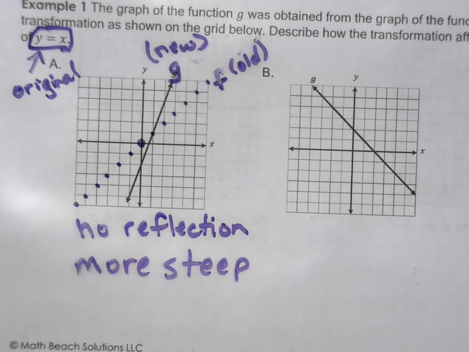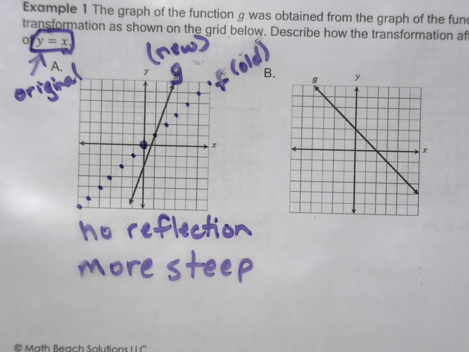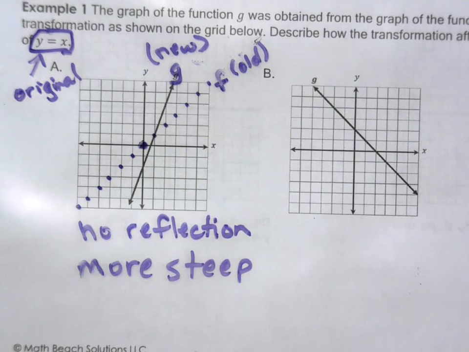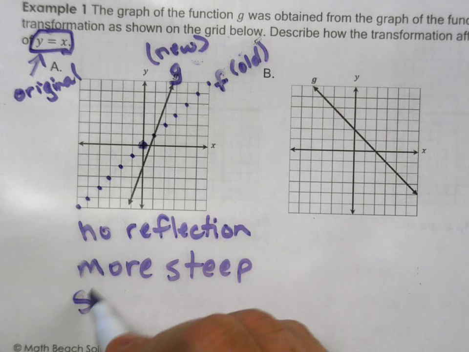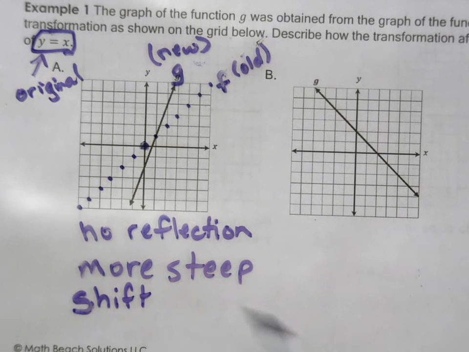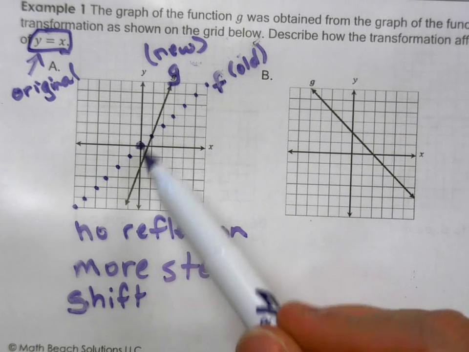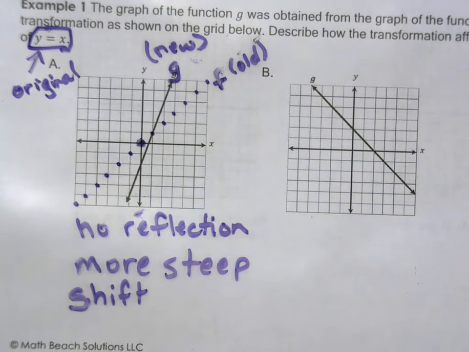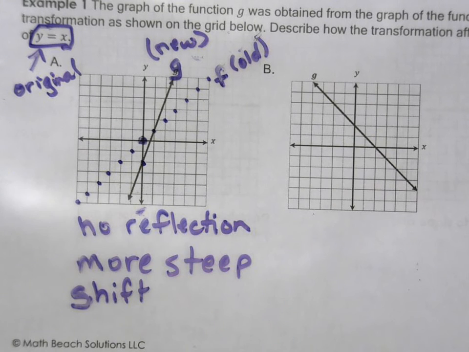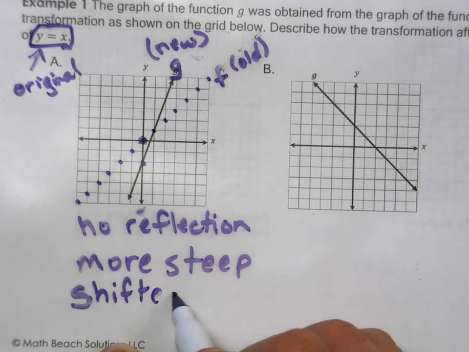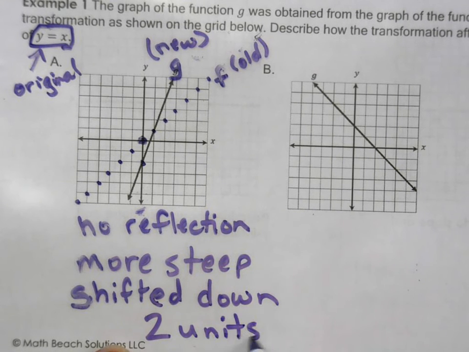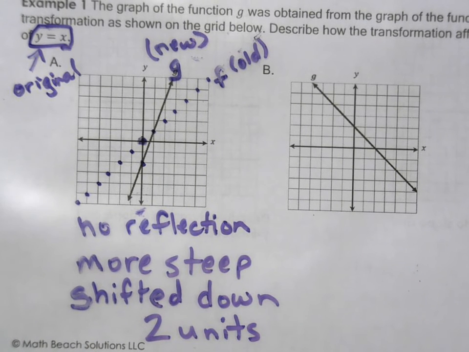And then the last question is, did it shift any? Did it translate any? We're looking at our y-intercept when we're looking at that. So if I started out at 0, then how did it shift? Well, we're going to look at the y-intercept. So how did it shift on the y-axis? It shifted down 2 units.